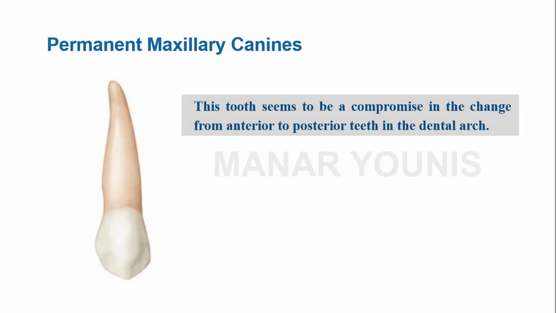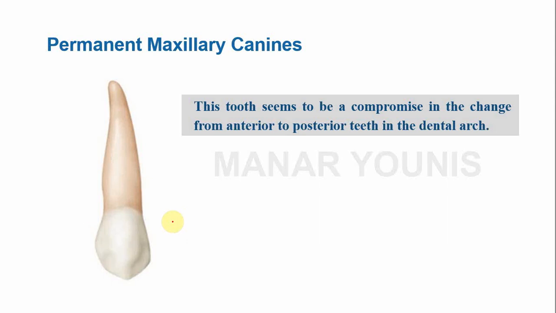Now moving to the permanent maxillary canines. Usually the location of this tooth is considered as a transitional tooth from incisors, or from anterior teeth to posterior teeth. So it seems to be a compromise in the change between these two types or groups of teeth.